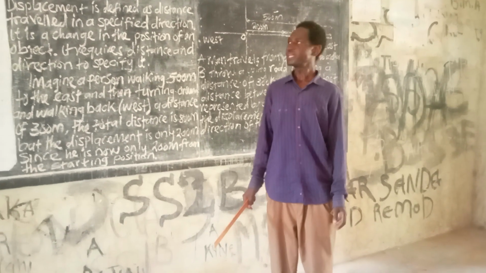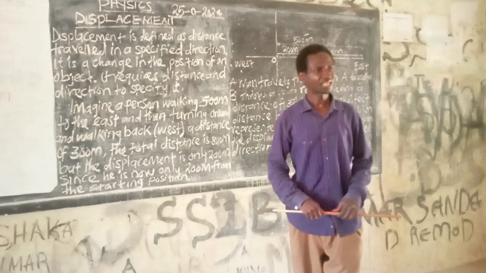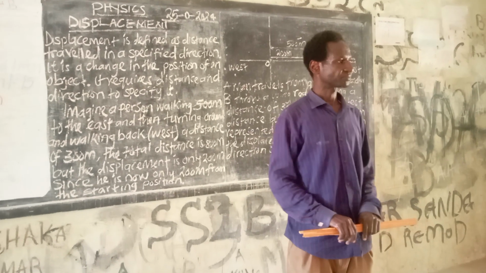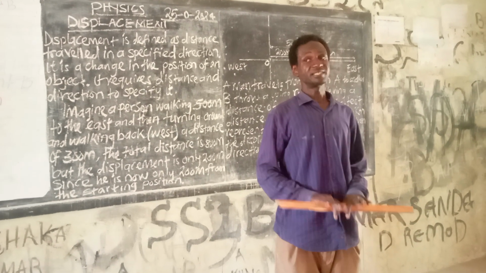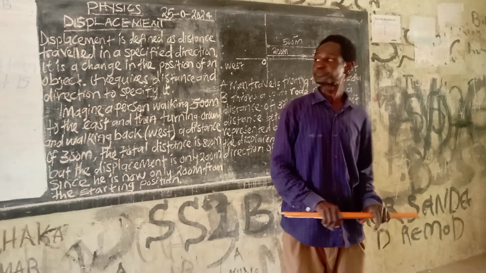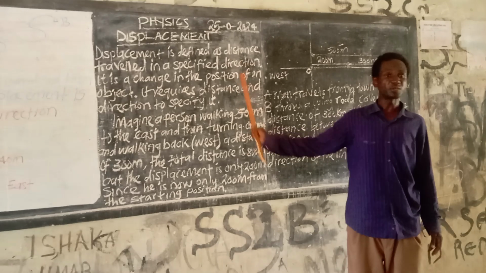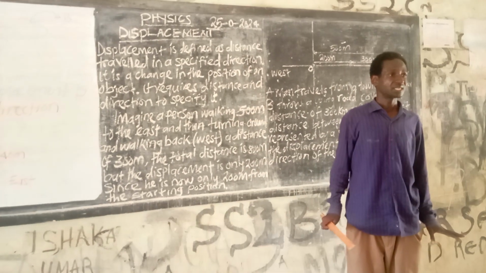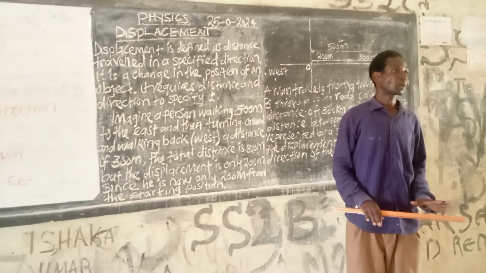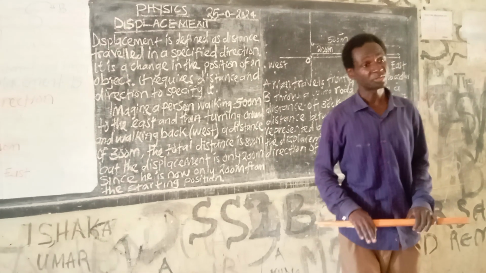What we're having today is displacement. Displacement is defined as the distance traveled in a specified direction. So, it is a change in the position of an object or a body. It requires distance and direction to specify it.